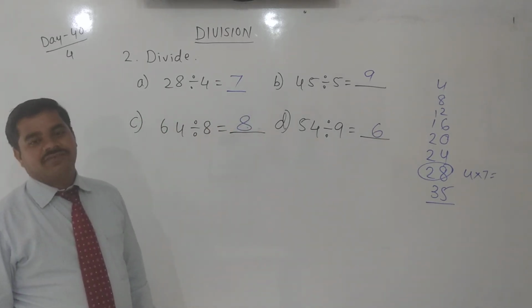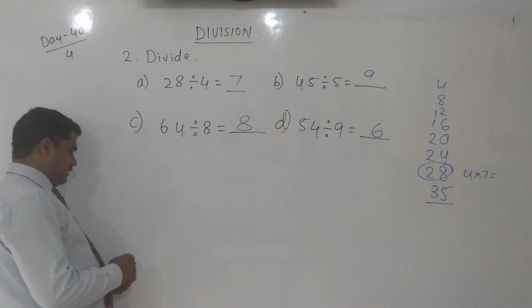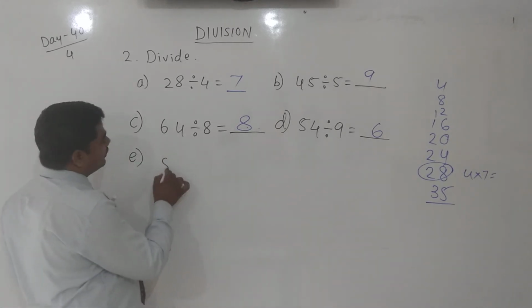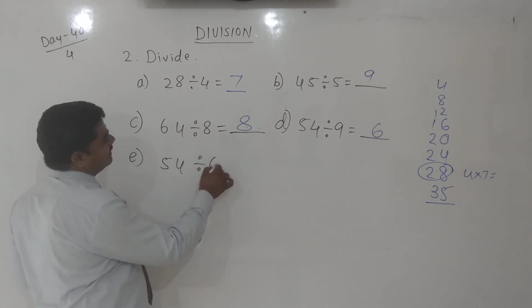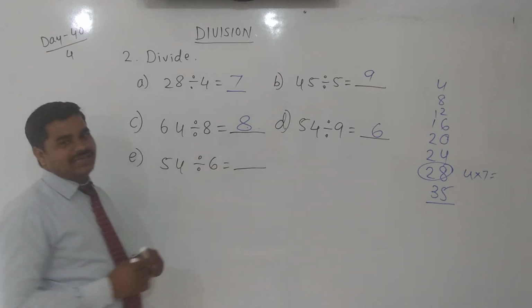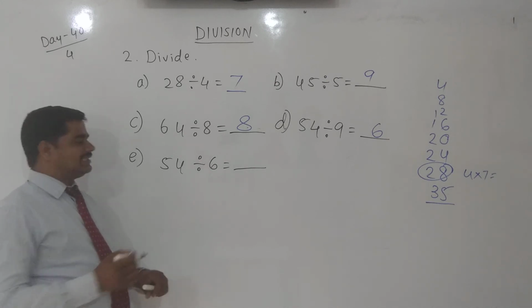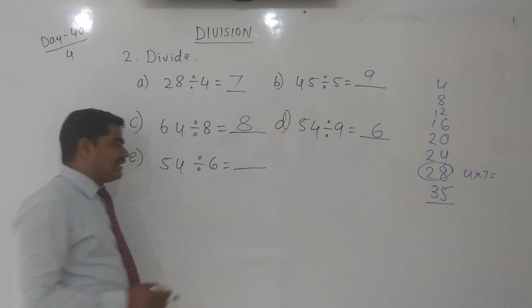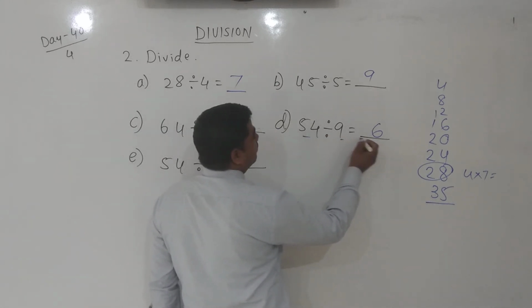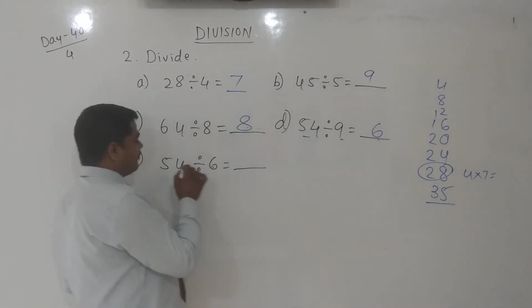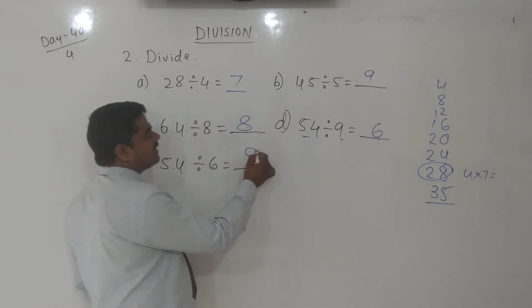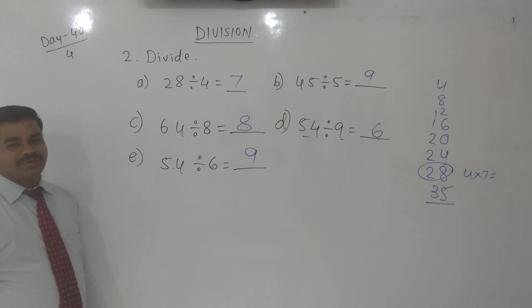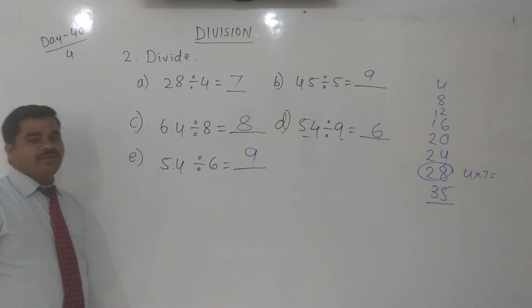9 sixes are 54. Then the next one, 54 divided by 6. In the previous example and this one we can see it is very easy. 6 times what number is 54? Correct. Here see, 54 divided by 9 is 6. Then 54 divided by 6 should be 9 only. So 6 times 9 is 54, or 9 times 6 is also 54.